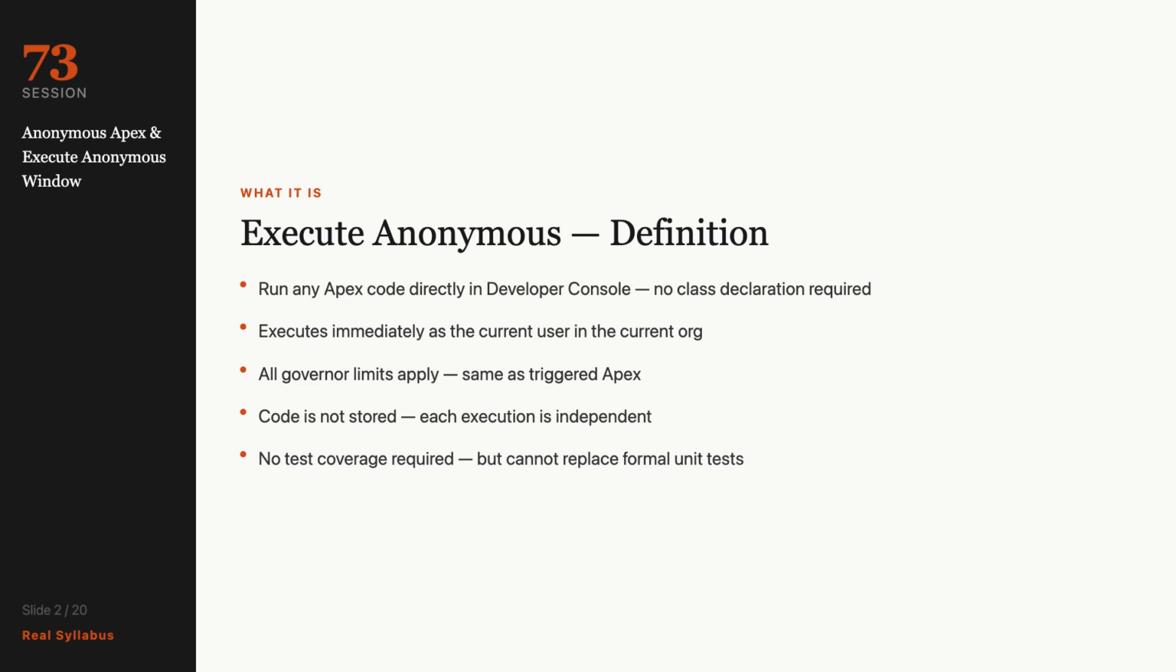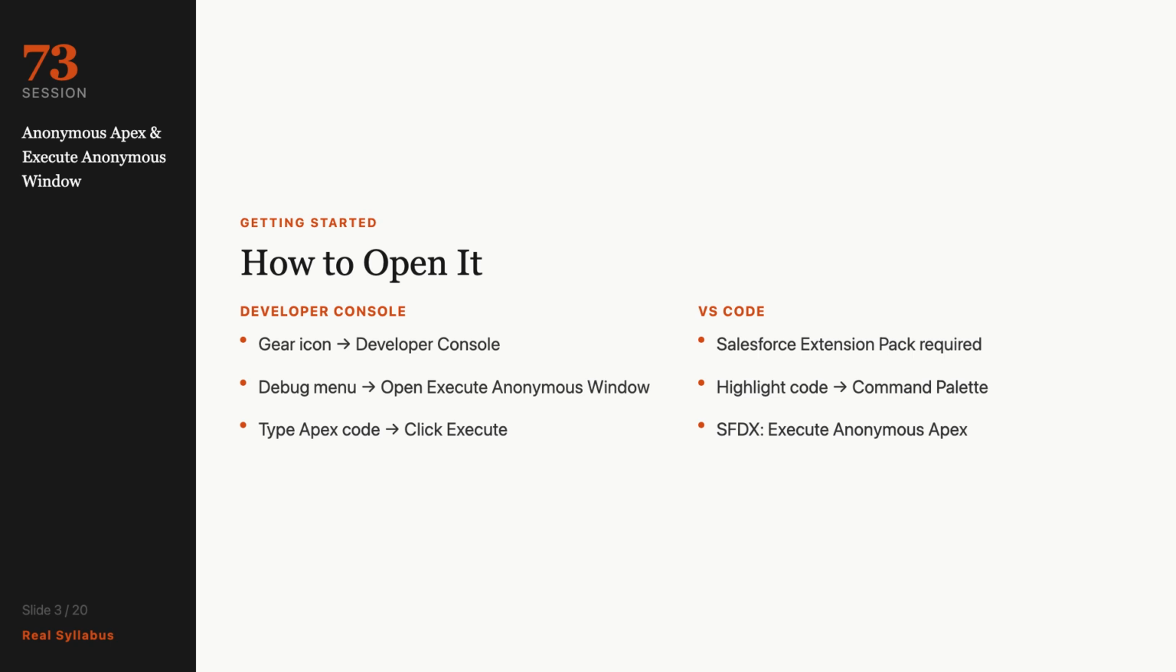To open it, click the gear icon in the top right of Salesforce Setup. Select Developer Console. Once the console is open, go to Debug, open Execute Anonymous window. A text editor appears. You type code directly into it. If you are using Visual Studio Code with the Salesforce extension pack, you can also highlight code in a file and run SFDX: Execute Anonymous Apex from the command palette.